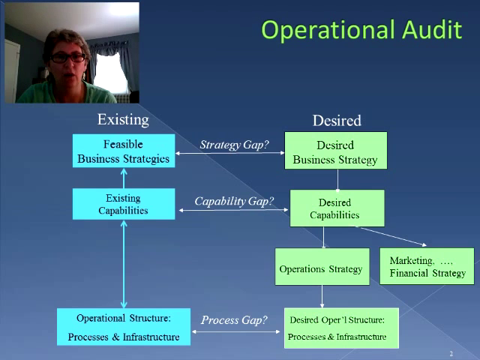Basically, we're looking at what is feasible given what we currently have versus what we want to have. What our capabilities are now, what we'd like them to be, and in terms of processes and infrastructure, what do we have now? Where should they be? That's what an operational audit gives us. It tells us where our problems are and what we need to change. We either have to change our desired business strategies, or we will have to change our capabilities in order to meet that.